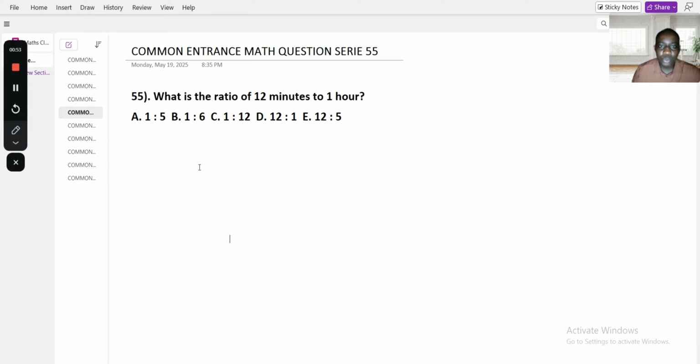What is the ratio of 12 minutes to 1 hour? 12 minutes to 1 hour. So before you can do ratio, you have to make sure that both figures are in the same form. Not that one is yellow and one is black. The 12 already is in minutes. Therefore, we are going to turn the 1 hour into minutes as well, so that they will look uniform. Then you can convert it to the ratio they are talking about.